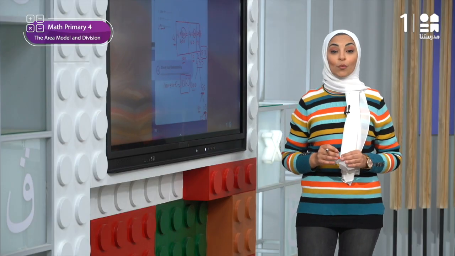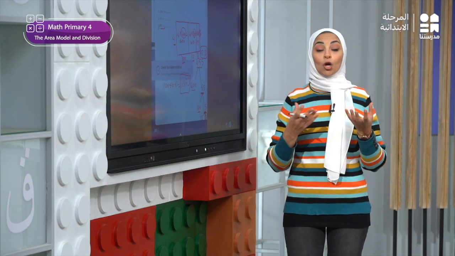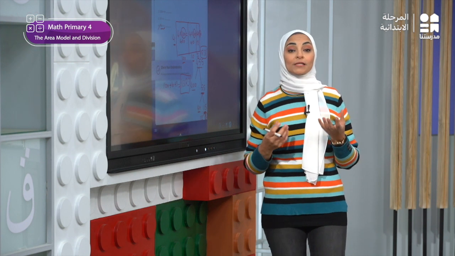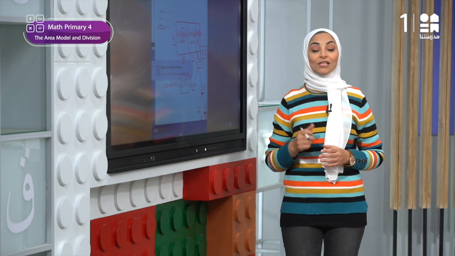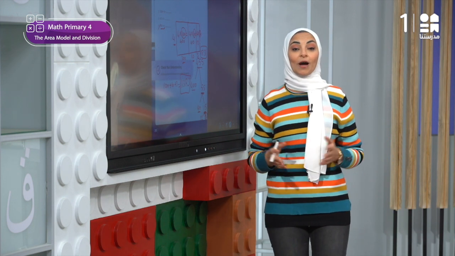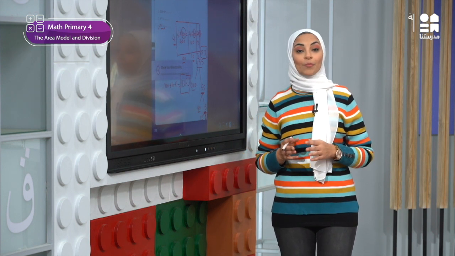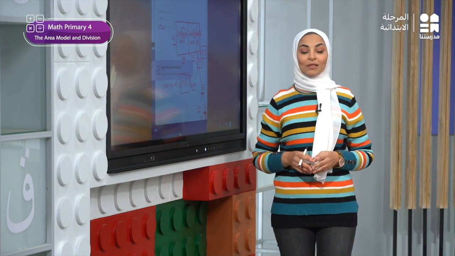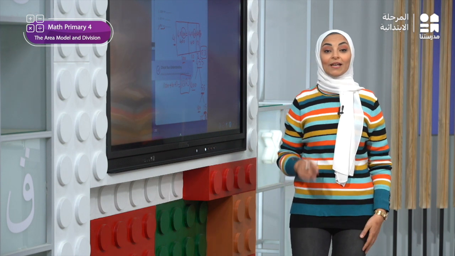Now I want you to solve the rest of the problems because the more you practice, the easier and faster you will be able to answer. The most important thing when answering problems is to always think of the multiple of the divisor close to the dividend, but it must be less than this number. By the end of our lesson, we have learned the area model strategy to answer the division problems. In the upcoming lessons, we will learn more and more about ways and strategies that will help us solve division problems.